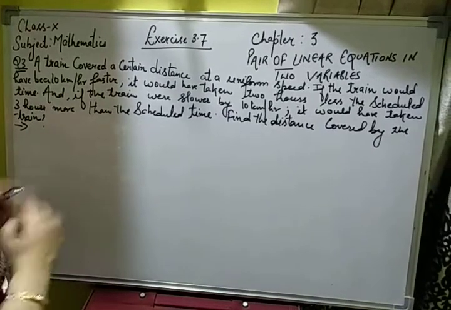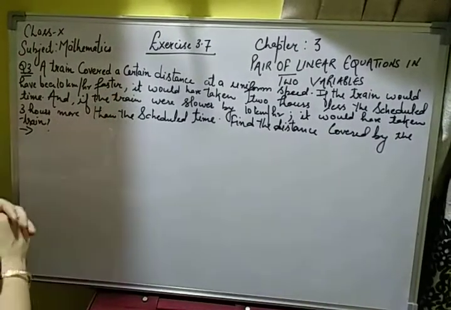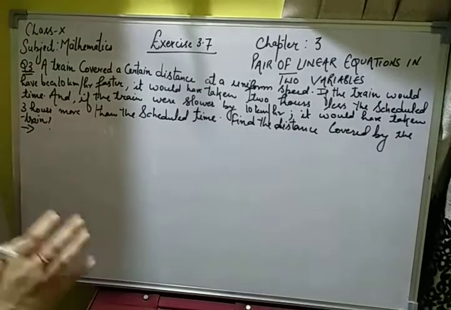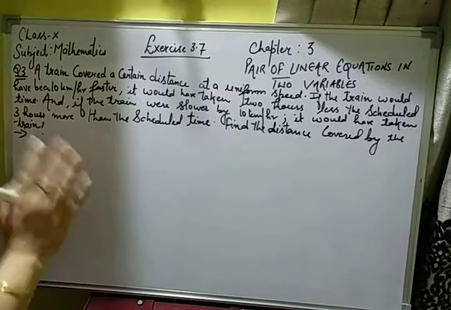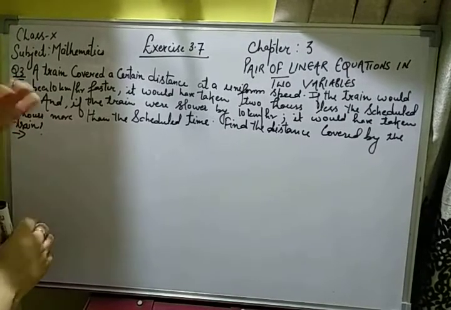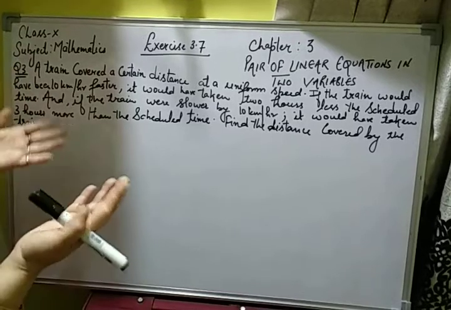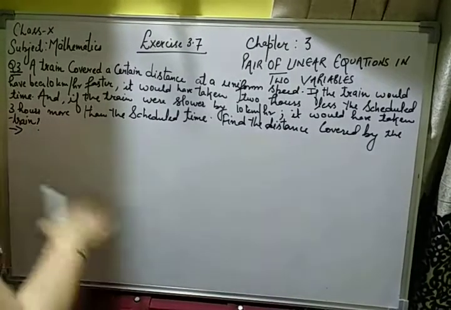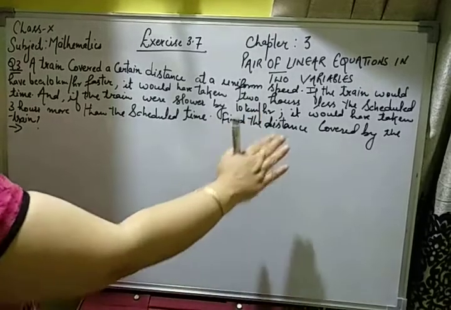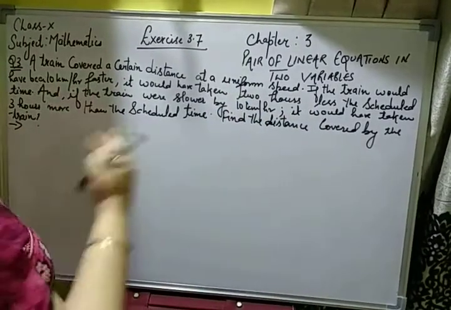We have to find the distance covered by the train. We don't know what the speed of the train is, and at what time it will cover the distance. This is also not given. But we know that if we increase the speed of the train by 10 km per hour, then it will take 2 hours less than the scheduled time. And if we decrease the speed of the train by 10 km per hour, then obviously it will take 3 hours more than the scheduled time.